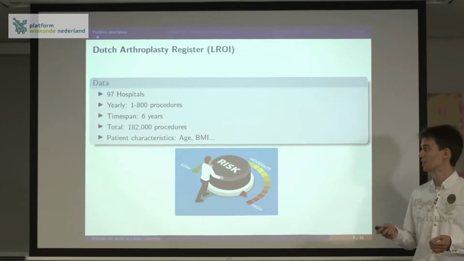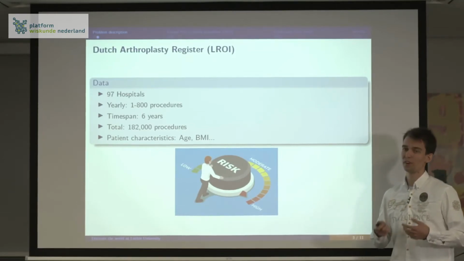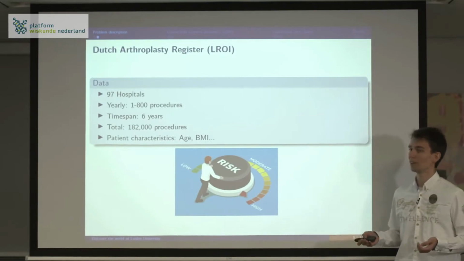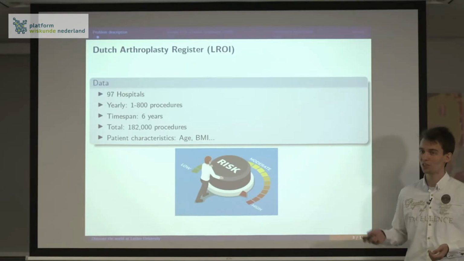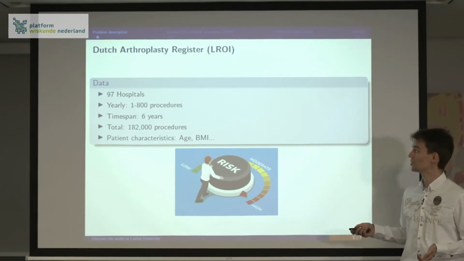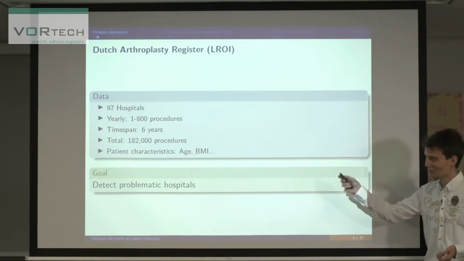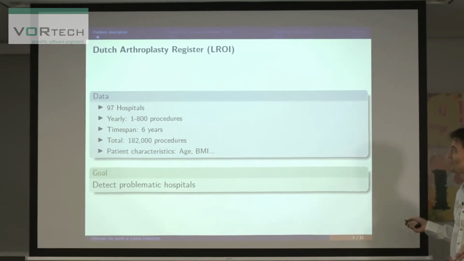Besides this, we have some patient characteristics for every patient who has undergone this surgery, such as their age and their BMI, because this is important. When you're very old, you have a higher risk for failure after this surgery, and also maybe if you're very overweight. All right, so what is the current method in place to inspect the quality of care at hospitals? Well, our goal was indeed to detect problematic hospitals, and what is the current method in place for this?